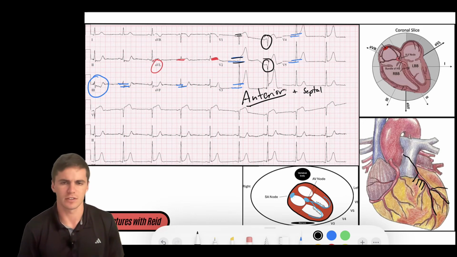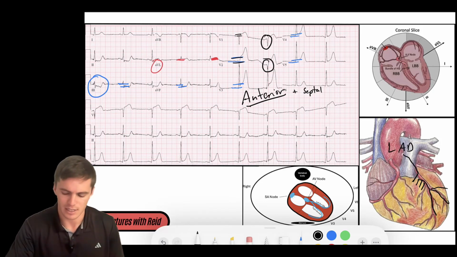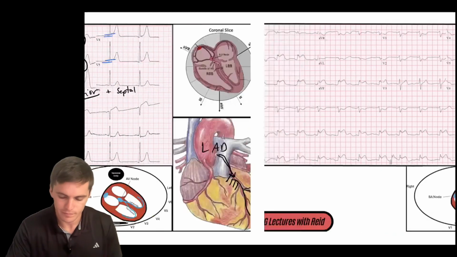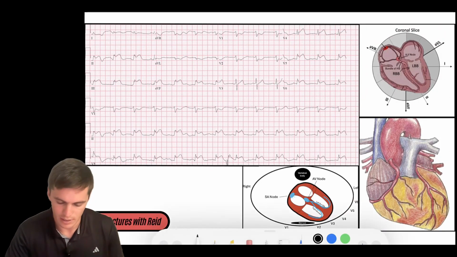So you're just trying to get a gauge of what part of the myocardium is working or not. So this is another example of an anterior, maybe a septal, maybe a little bit of lateral involvement. This is a LAD occlusion, right?